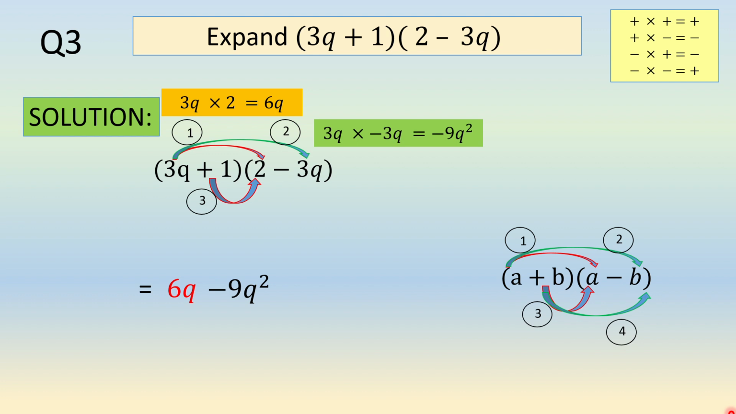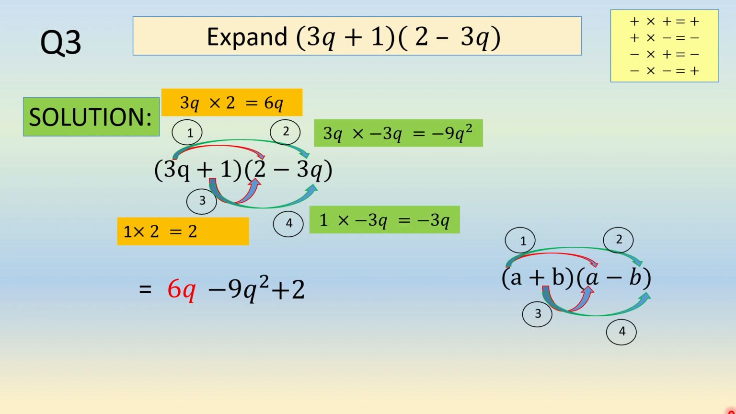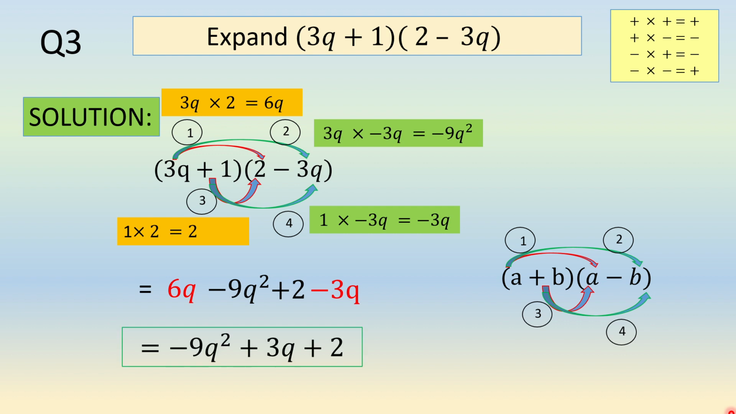Next, the third step will be multiplying 1 and 2, which is equal to 2. Continue with the fourth step, that will be multiplying 1 and negative 3q, which is equal to negative 3q. Okay, now after writing the answer, you have to simplify. So here you have to check for the like terms. 6q and negative 3q are like terms, so you have to simplify them. 6q minus 3q, you will obtain 3q.